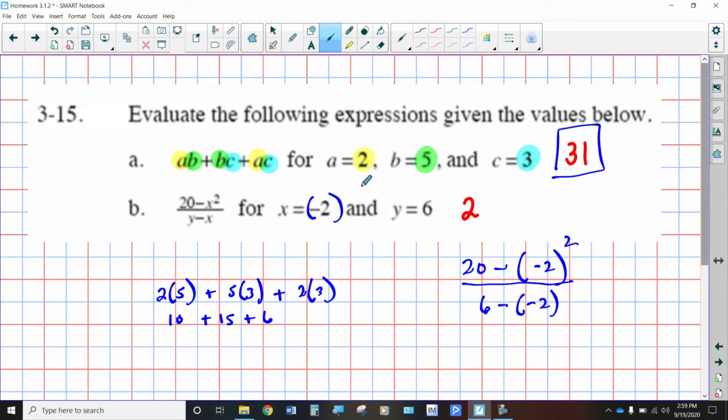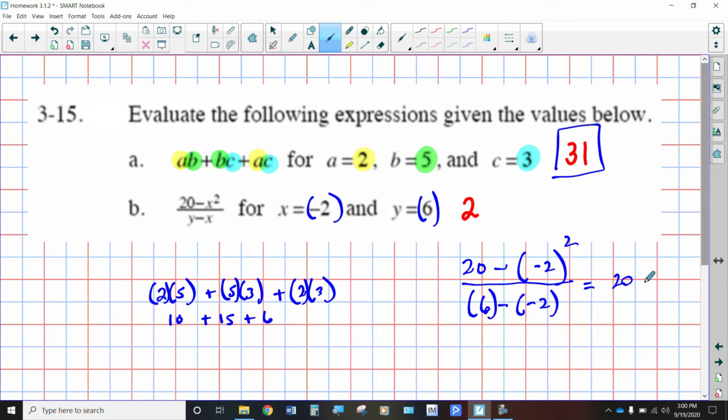You've got to put everything in there. So that's why I always recommend, whenever you do this work and you substitute a variable in, I always like to put parentheses around it, especially if it's a negative. Okay, so this is 20 minus (-2) squared. Well, the order of operations says you've got to figure out what (-2) squared is first before you can take it away from 20, because subtraction is the lowest priority. Exponents have a much higher priority.